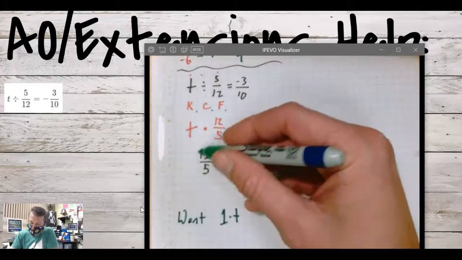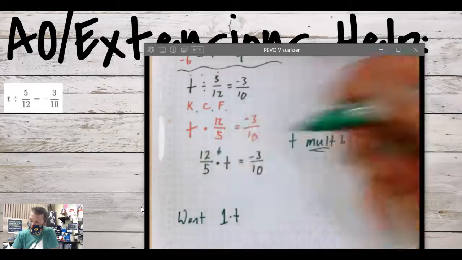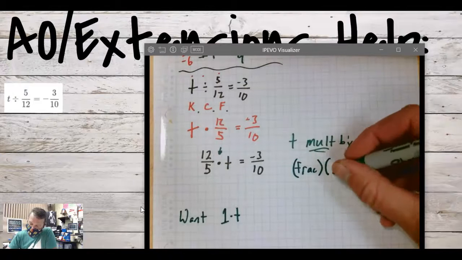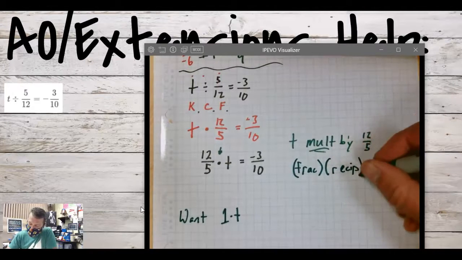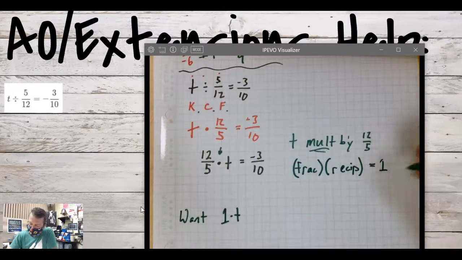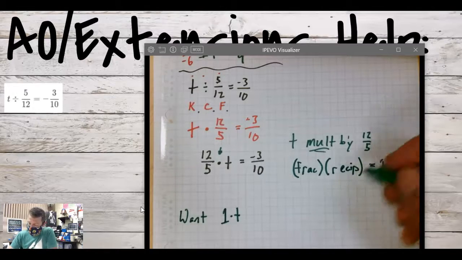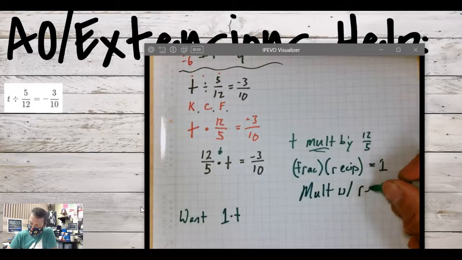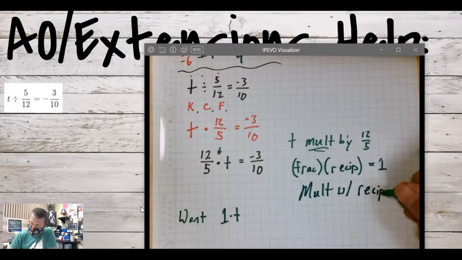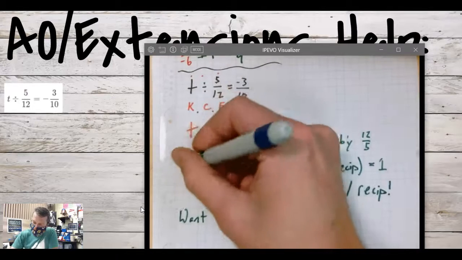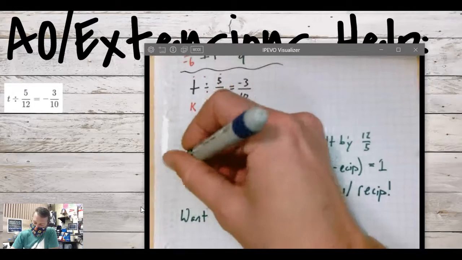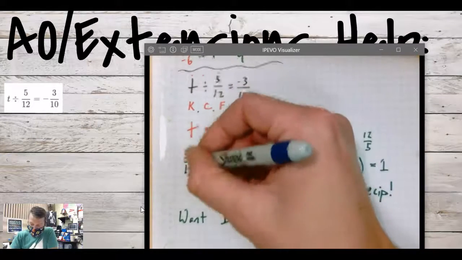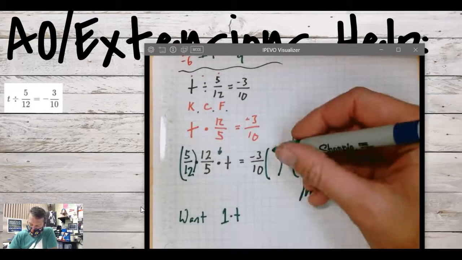So we're wondering, how do we turn 12/5 into 1? Well, a fraction times its reciprocal, or like it flipped over, equals 1. So all we need to do is multiply by the reciprocal. The reciprocal of 12/5 is 5 over 12. And we're going to do that on both sides.